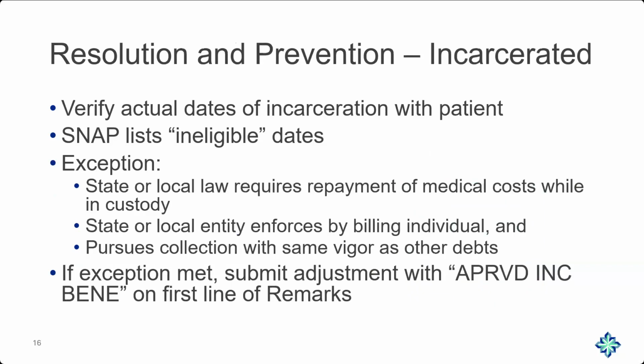Now, if you have a claim rejected for this reason, check for ineligible periods due to incarceration in our provider portal known as SNAP, Secure Net Access Portal. If the beneficiary was not actually incarcerated on the dates of service, the beneficiary has to update his or her status with Medicare and Social Security.